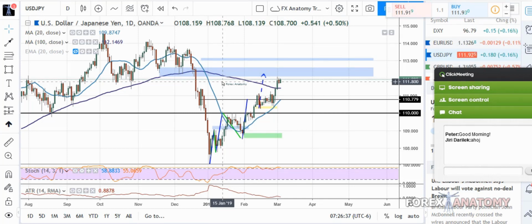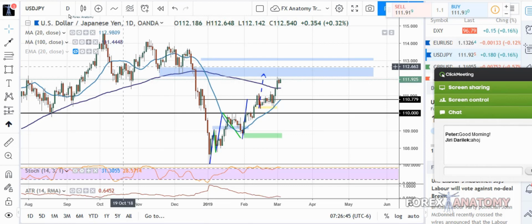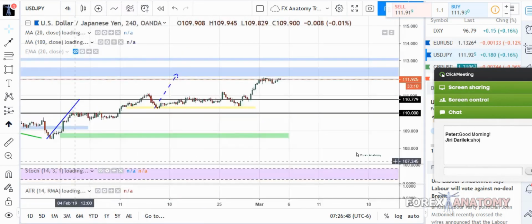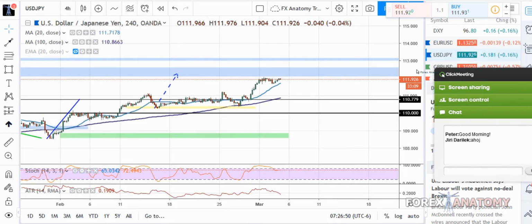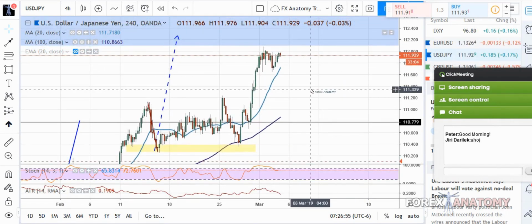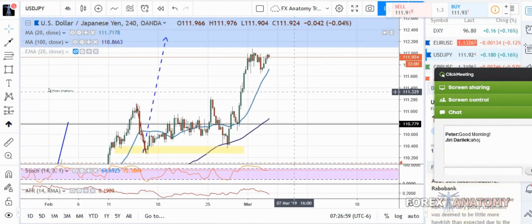But this pair is sort of tricky, and I know for me personally, I don't know if I'm going to spend too much time on the US dollar Japanese yen. But if I do, then this is what I would do. I'm going to go to something like the 4-hour chart, because I'm going to show you what we could be potentially seeing on the 4-hour. So then what I think we may be seeing is some sort of topping happening. And let me just draw this out for you guys.